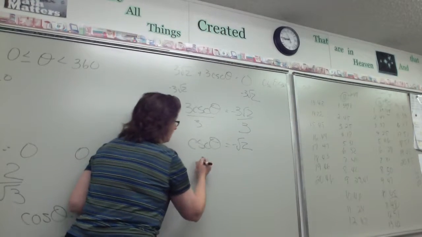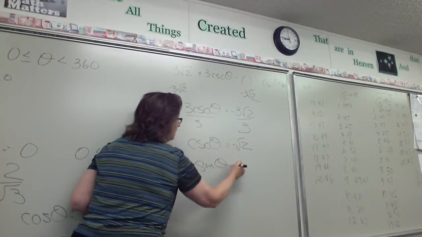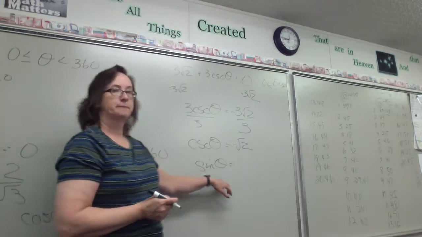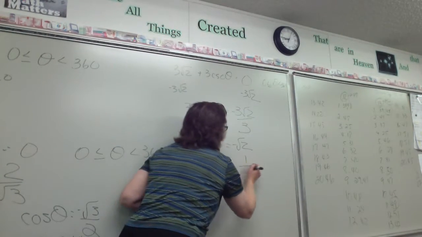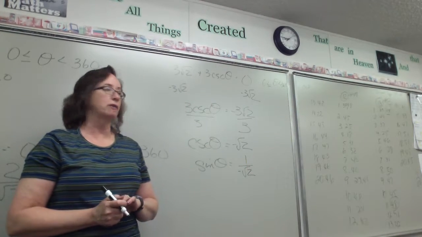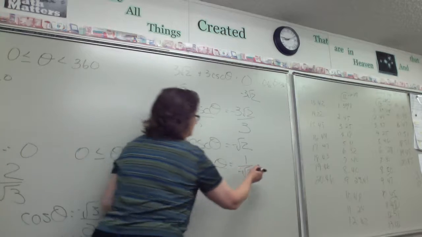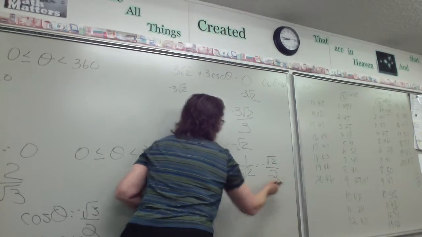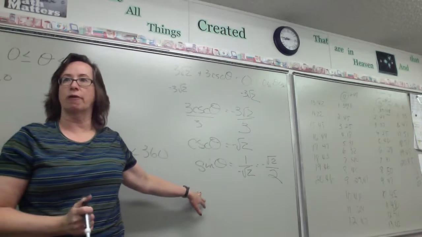So when I switch it, sine theta is what? 1 over negative square root of 2. When I write that in the right form, it will be what, Mark? Negative square root of 2 over 2. Now we're in familiar territory.